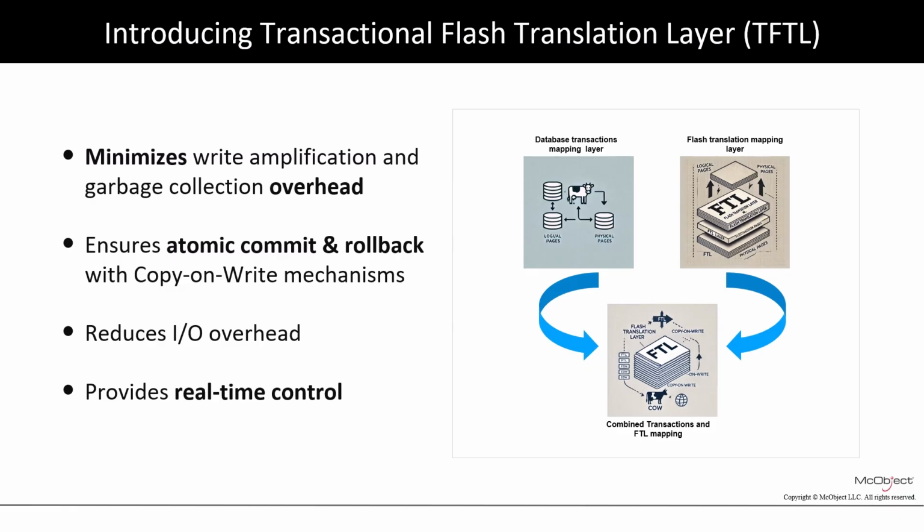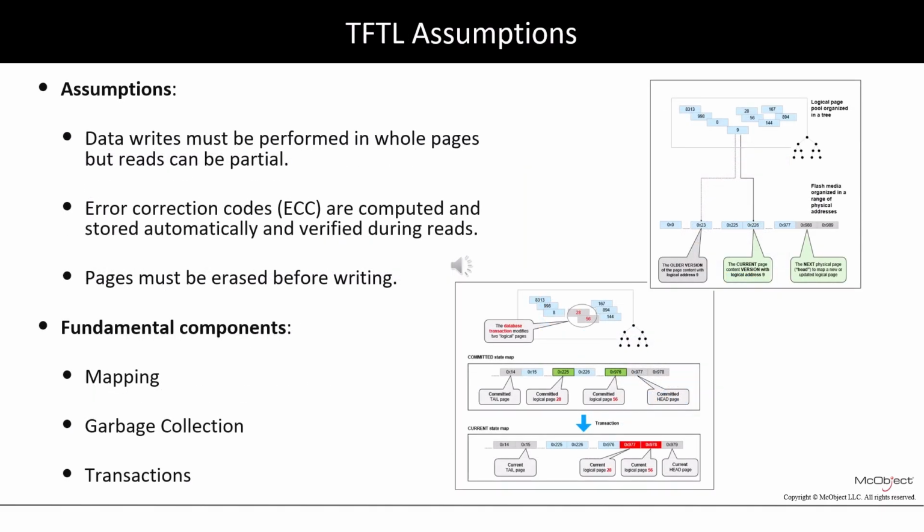Very briefly, the database runtime has a transaction scheduler that queues transactions according to policies, priorities, and deadlines assigned by the application. When a transaction is scheduled to run, it is dispatched to the TFTL. Data writes must be performed in whole pages. It is not possible to write part of a page and append additional data later. Reads can be partial. A portion of a page can be read without requiring the entire page. If partial reads are not supported, the entire page is read, and only the required portion is copied.